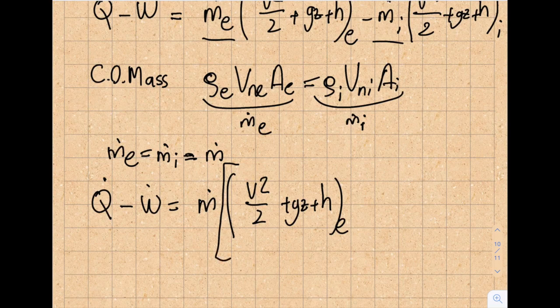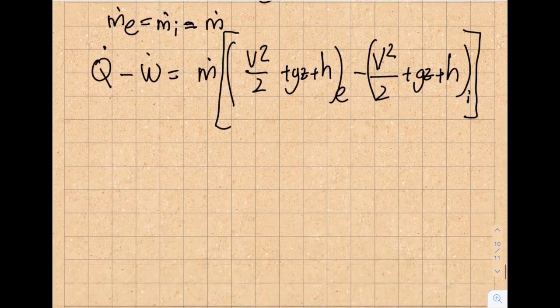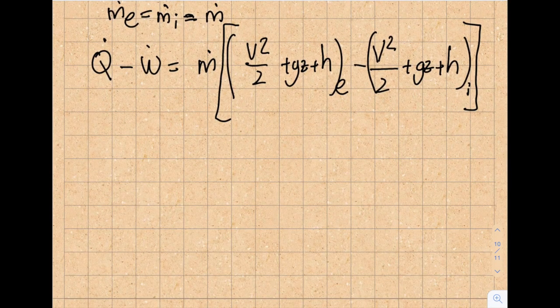Let's actually make a large bracket so I don't have to rewrite this again. V squared over 2 plus gz plus h at the inlet, and the large bracket as well. Nice. So now the question is, can I divide both sides by m dot? Yeah, why not, right? So I can. So let's do it. And I'm going to call this lowercase q. There's no dot. I'll explain why.